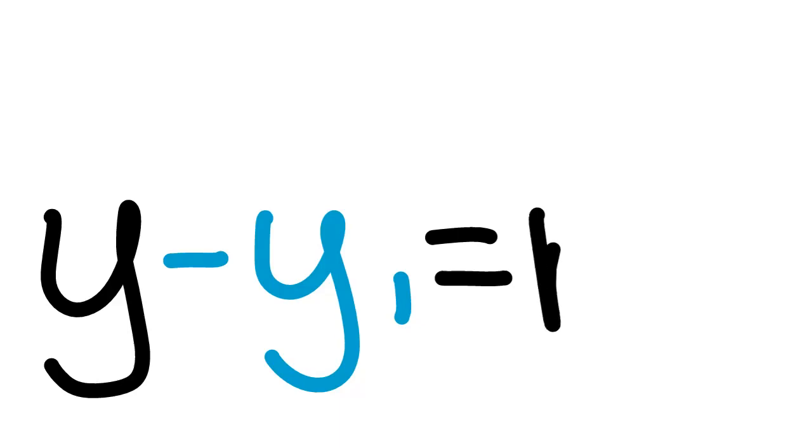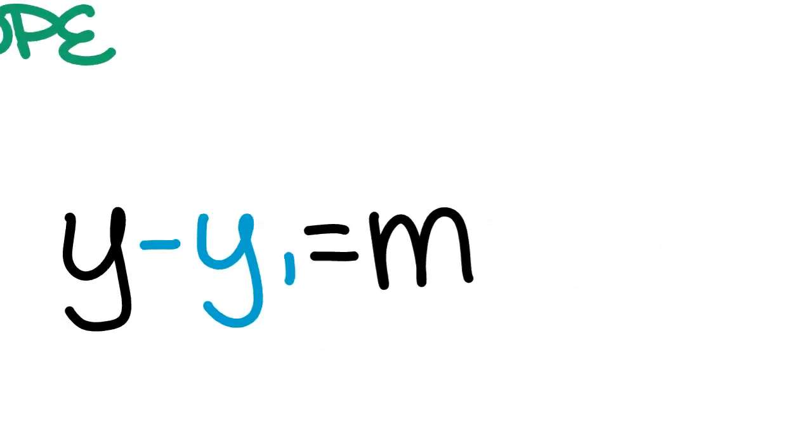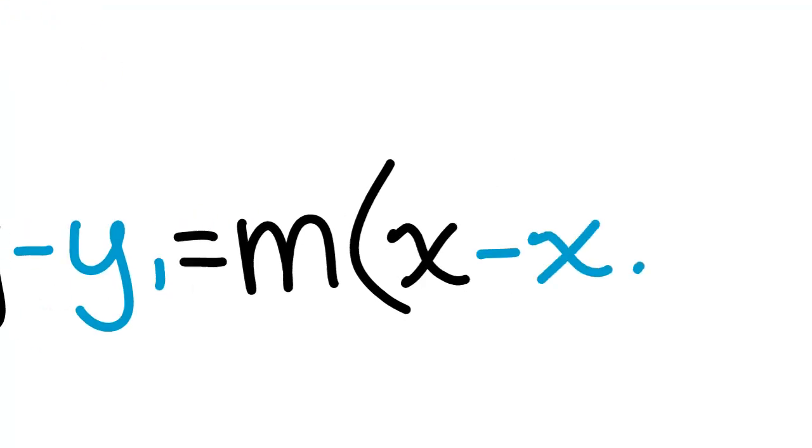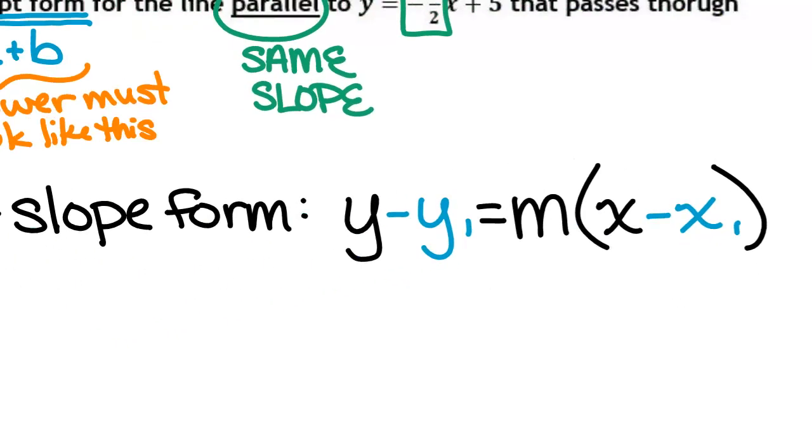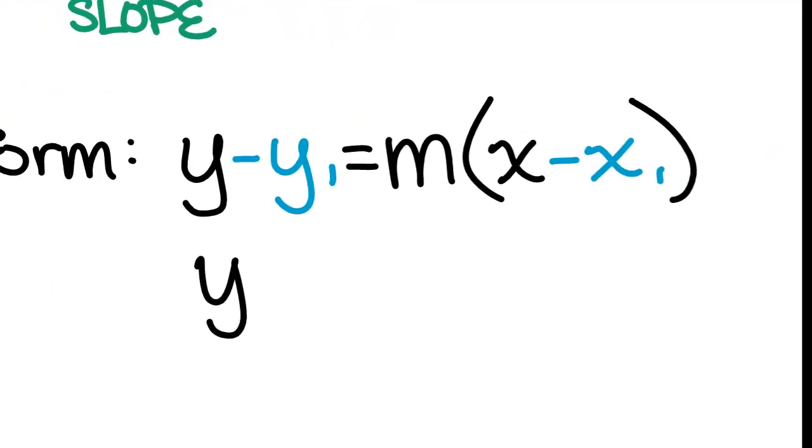This is y minus y1 equals m, and then parentheses, x minus x1. So we're going to substitute into that, and then we are going to simplify. The y and the x, without the numbers next to them, stay y and x. So as I'm substituting in, this stays y, and this stays x.